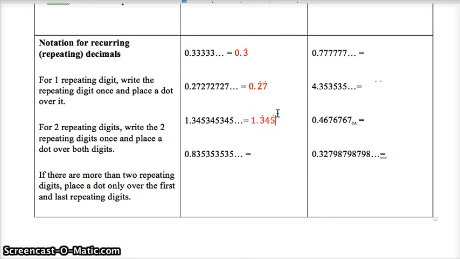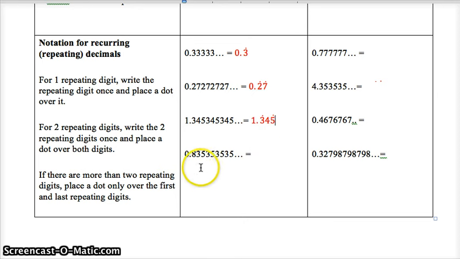When you've got, say, 3 repeating digits, you actually don't have to put a dot on the 3 and the 4 and the 5. You just have to put a dot on the first of the repeating digits and the last one. Okay, so as it says here, if there are more than 2 repeating digits, just place a dot over the first and the last repeating digit. So this does mean that the 3, 4, 5 repeats over and over again.